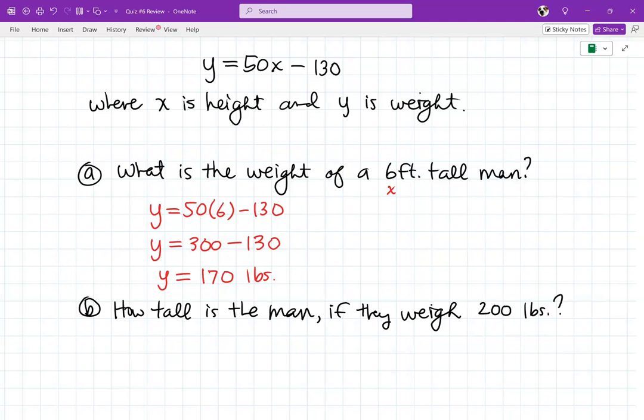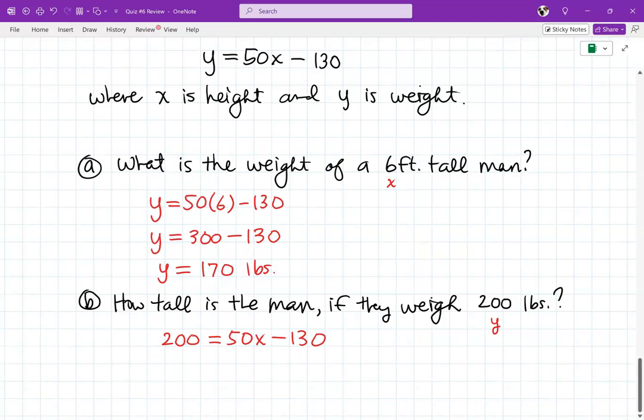So the next part says, how tall is the man if they weigh 200 pounds? So what am I solving for when they say how tall is he? I'm trying to solve for x. x is height, right? Notice it says up there, x is height, y is weight. So I'm trying to figure out how tall. So I'm trying to figure out x if they give me 200 pounds as the weight. So that would be my y value. Okay? So now I'm going to plug that into my formula. 200 is equal to 50x minus 130.